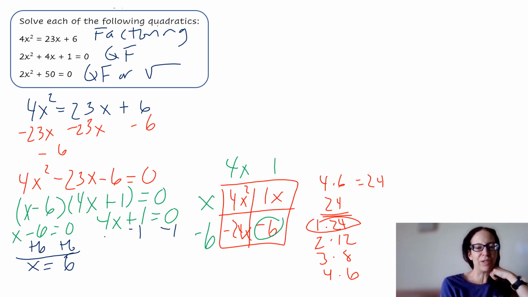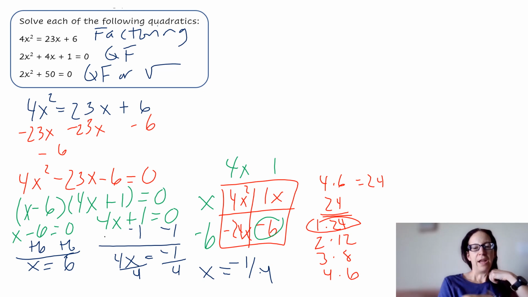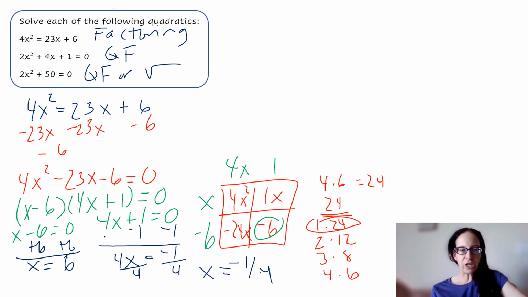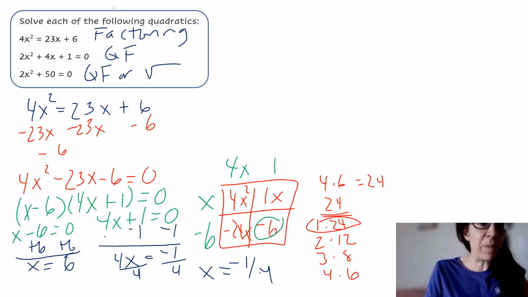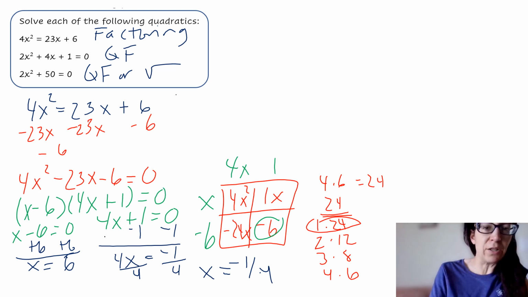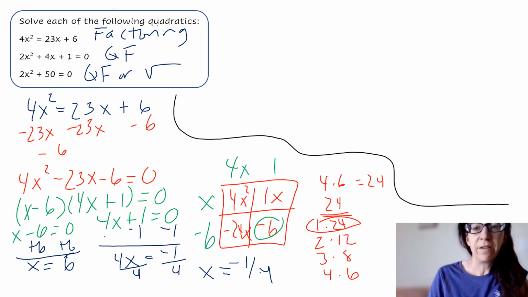So this one, though, we would subtract the 1 and then divide by 4. And so x is equal to negative 1/4. And you do need to have both of the answers. You can also graph this and check the answers when you're graphing, so don't forget that that's a strategy as well. Now, in the interest of space, I'm going to jump over and do the square rooting one, okay?